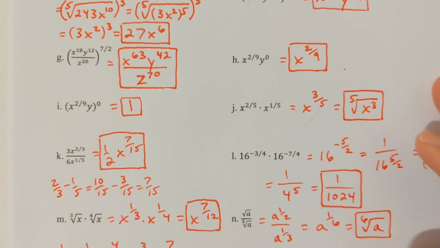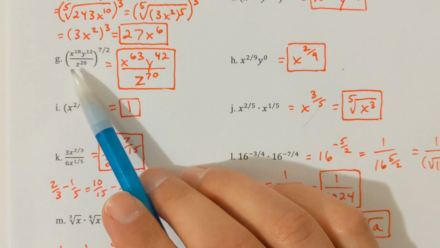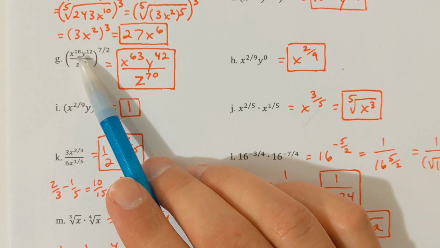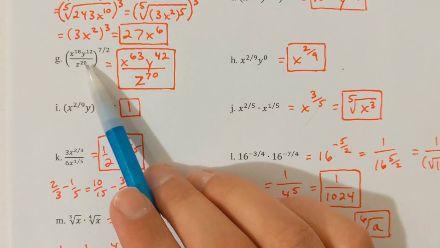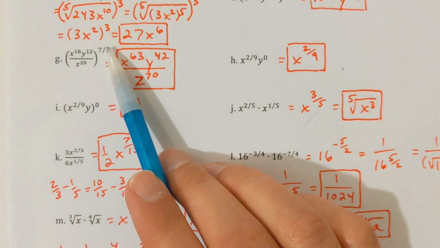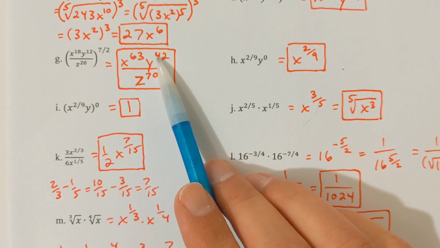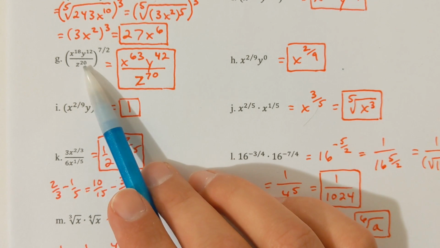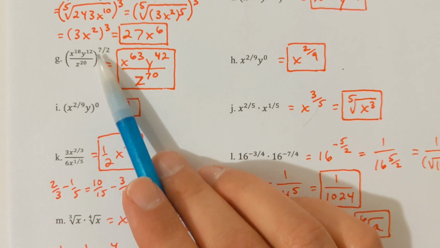Okay, here's another one. Multiply the exponents. 18 times 7 divided by 2. Well, 18 divided by 2 is 9. 9 times 7 is 63. 12 times 7 divided by 2. Well, 12 over 2 is 6. 6 times 7 is 42. And then 20 times 7 over 2. 20 divided by 2 is 10. 10 times 7 is 70.